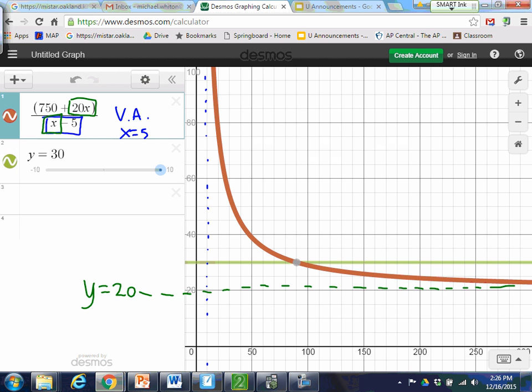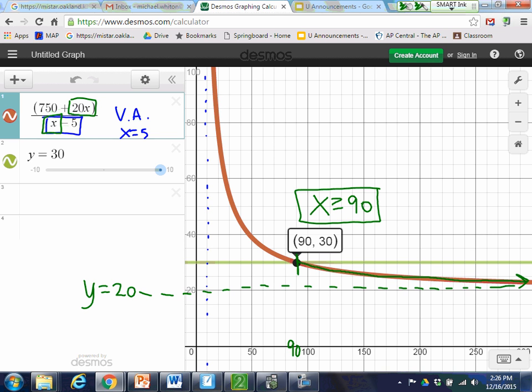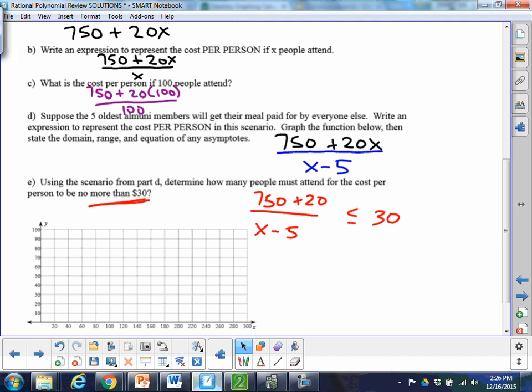And use your calculator to find the intersect like we did before. And you'll be able to see right at 90 people. Okay, so if there were 90 people there, that's when the cost would get to $30. And if you have more and more people, you can see that the cost is actually decreasing. It keeps approaching 20, but the cost is always less than 30 for all x greater than or equal to 90. That would be our solution for the last part there. Okay, so that was a good little modeling situation to show this in action. All right.